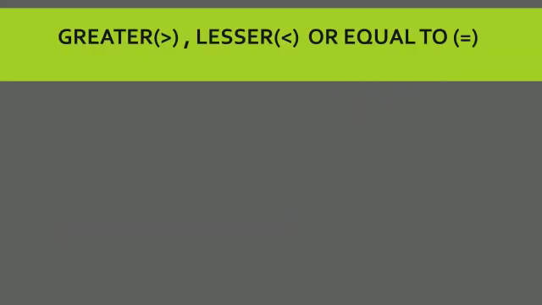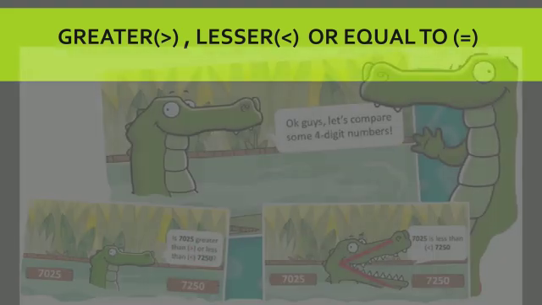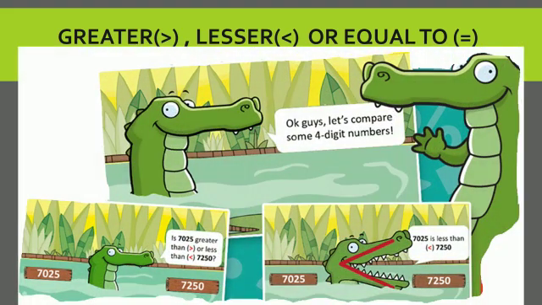Now let's see how we can compare 4-digit numbers, that is, we can find out which number is greater, lesser or equal to. In our lower classes, you have already learned what a crocodile does. The crocodile has a really big fat tummy and it loves to eat the bigger number. So here we're going to compare 4-digit numbers. Let's take the example given here, which has 7025 on the left side and 7250 on the right hand side.